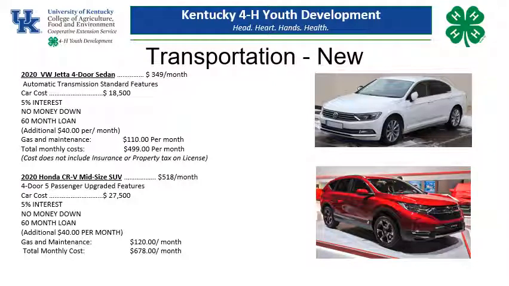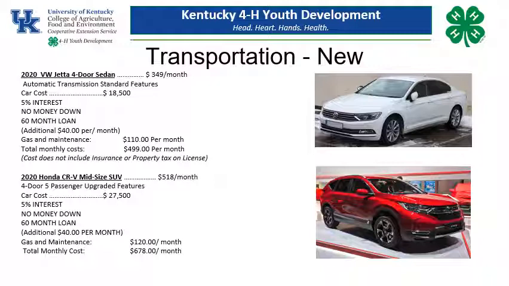At 5% interest, no money down, you're going to take a 60-month loan. Please note that you'll have an additional $40 per month because of the interest and the loan. Gas and maintenance for this vehicle is $110. So when you add the additional per month for the loan, the $349 a month car payment, the total monthly cost for this car is $499 per month. This does not include the insurance or property tax on this vehicle.